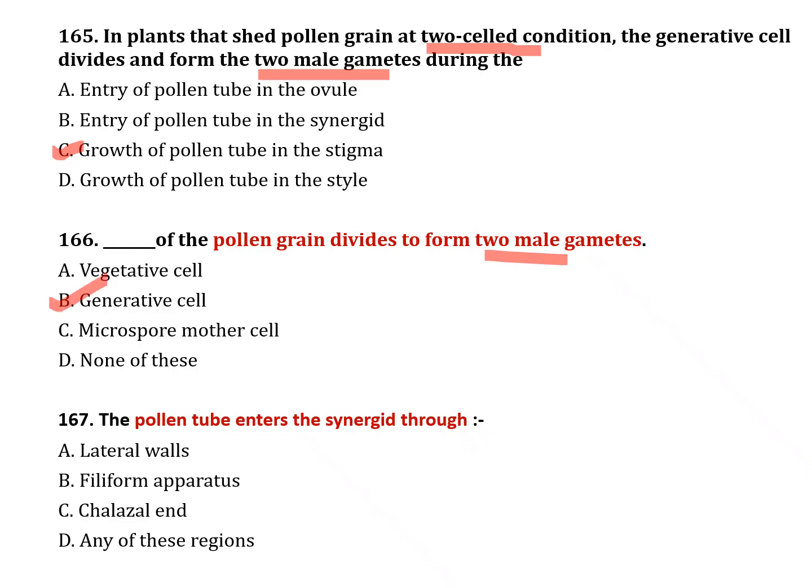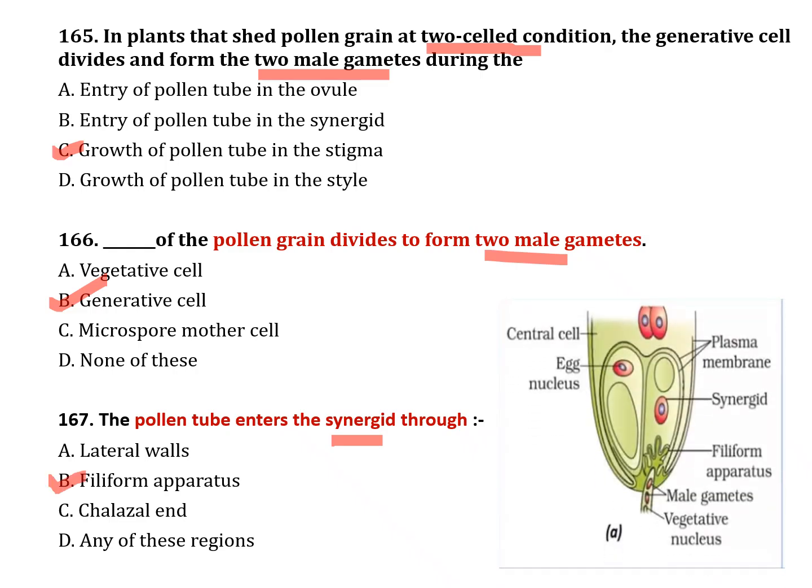The next question, number 167. The pollen tube enters the synergid through option A, lateral wall, option B, filiform apparatus, option C, chalazal end, option D, any of these regions. Correct answer is option B, filiform apparatus. This is the filiform apparatus in the synergid cell, and the pollen tube enters through the filiform apparatus.